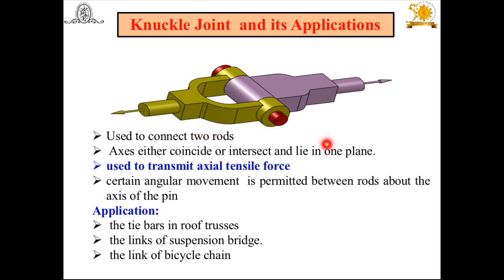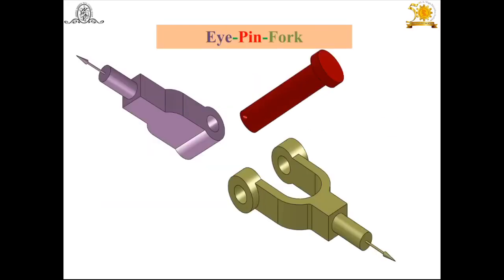Where are these knuckle joints used? You will find knuckle joints used as the joint between the tie bar in roof trusses, the joint between the links of a suspension bridge, the joint between the links of a bicycle chain, the joint between the fulcrum of levers, the joint in the valve mechanism of a reciprocating engine, or in many other applications.